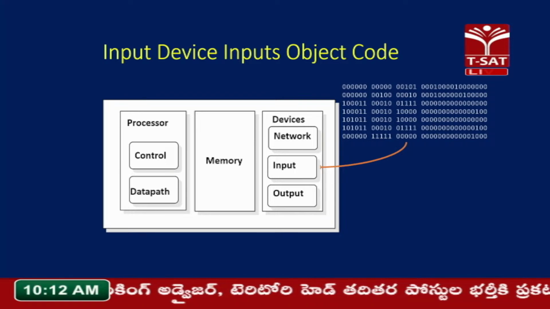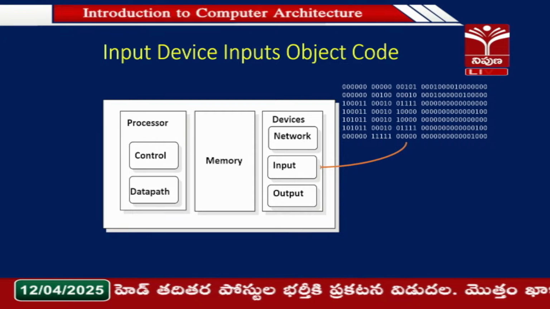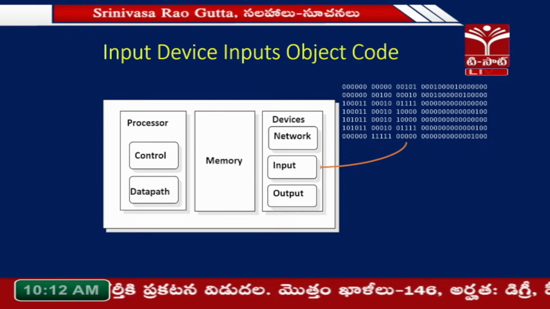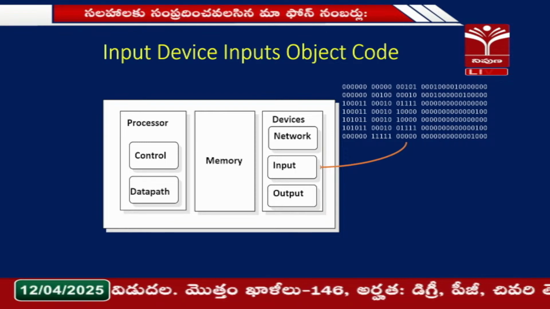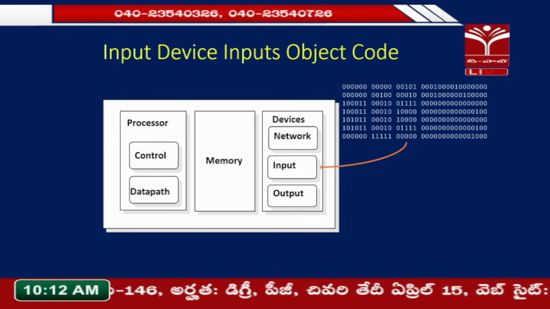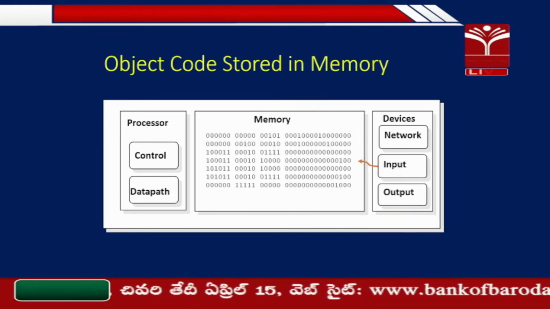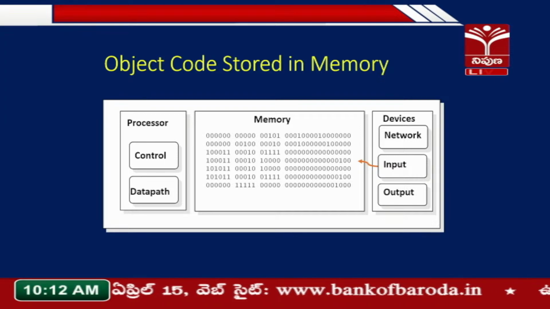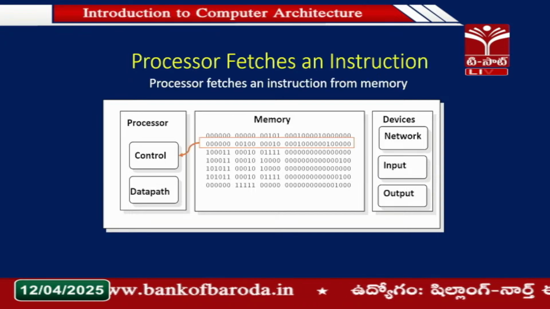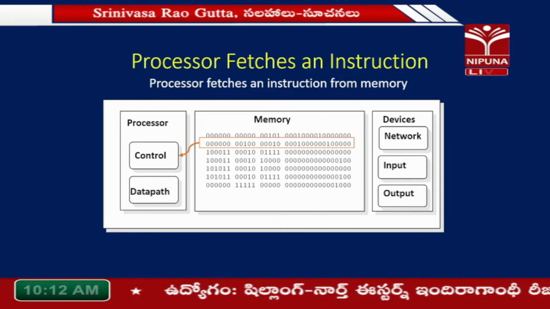And coming back to our block diagram, if you look at the devices themselves, the input device is, as I mentioned, a keyboard or a mouse. Anytime you create a program and compile it, that goes into the memory. This animation shows that the object code goes from the input device, whatever you have typed in and compiled, into the memory. And once you have it in the memory, the processor fetches that particular instruction from the memory.